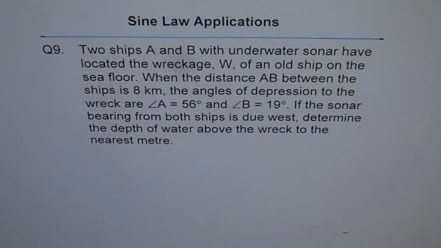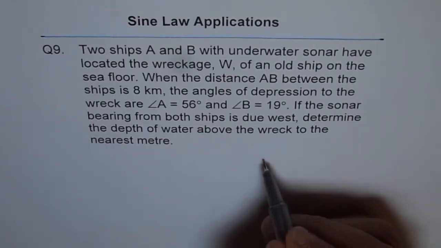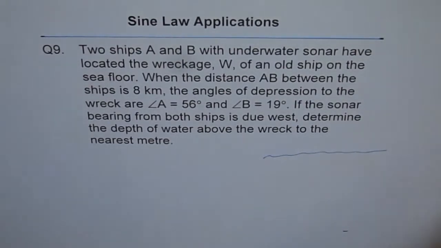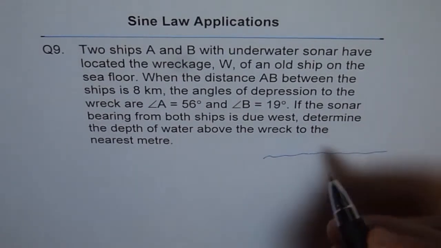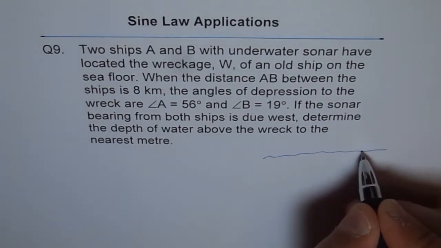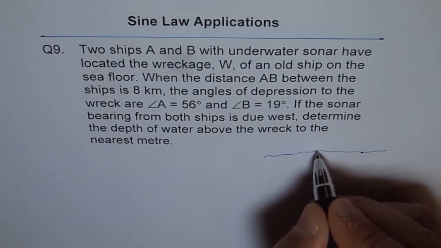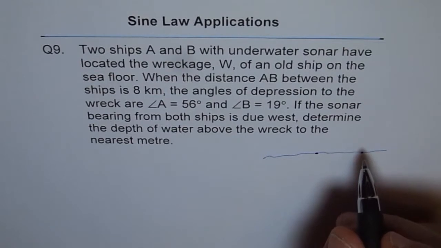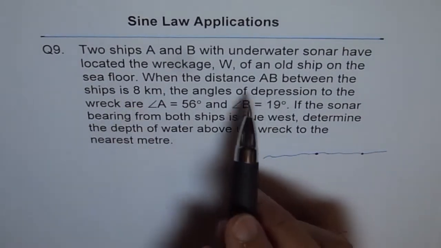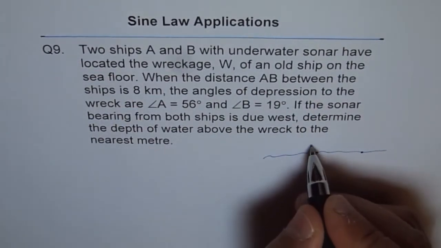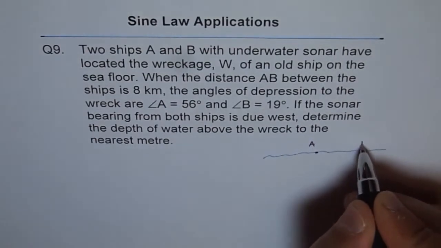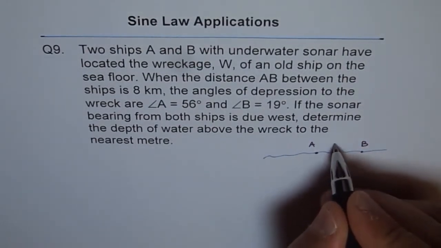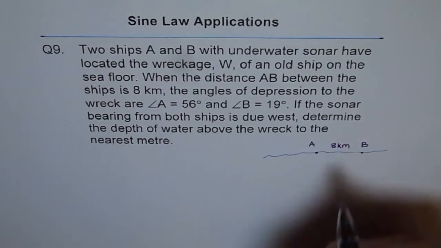nearest meter. So let's think that this is the level and we have two ships here. So let's say that the ships are located at these two places, right? And the distance between the ships is given to us as 8 km. Distance A and B. So this is A for us and this is B, and the distance between them is 8 kilometers, right? That is the distance.